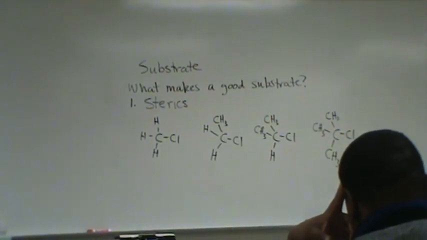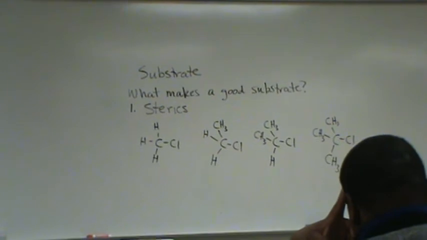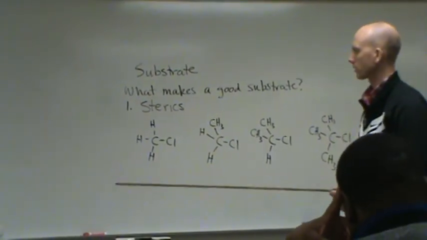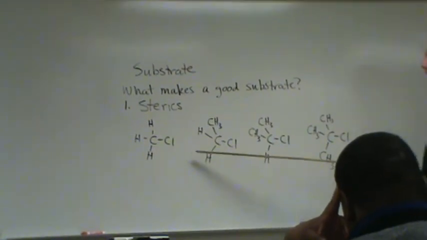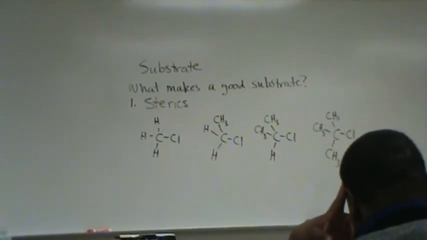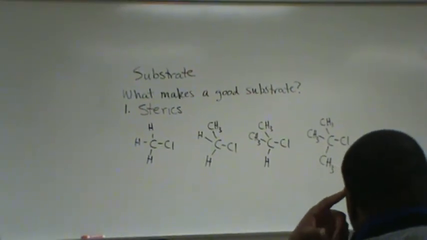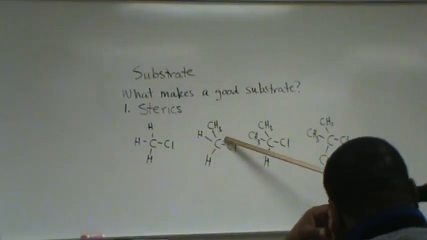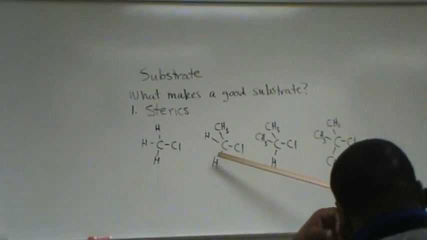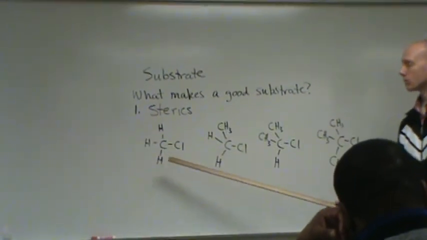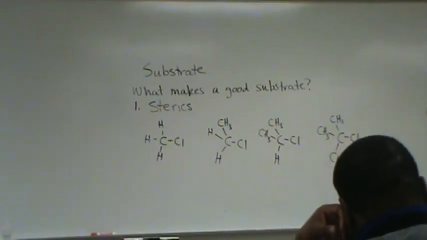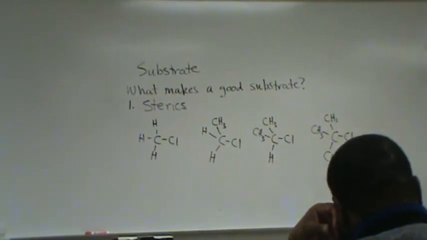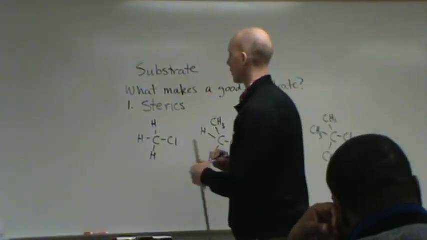What's the difference in these substrates? Okay, they all have the same leaving group, don't they? Chlorine. So it's not the leaving group. We're going to deal with the leaving group next time. Instead, it has to do with the number of carbons on the electrophilic carbon. This one has all hydrogens. And then we're adding more and more carbons there. So remember, hydrogen is the tiniest atom on the periodic table.